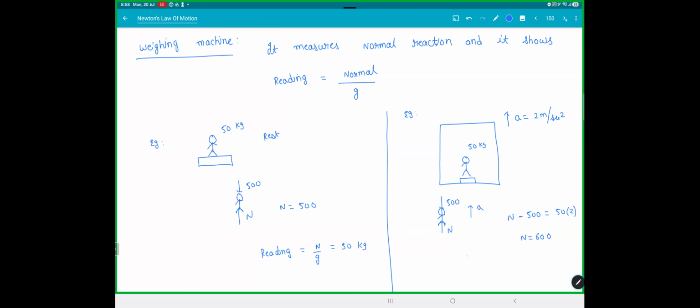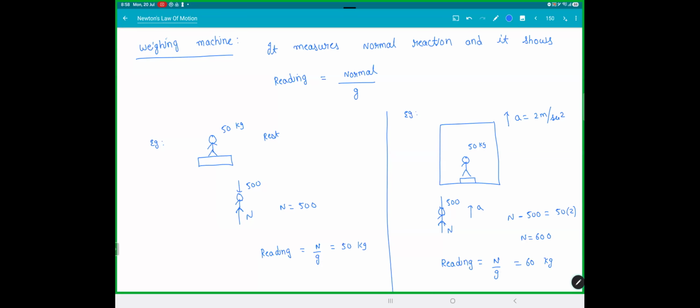Now the weighing machine really doesn't care. It will see the reading is 600 and it will say N by g. It will show 60 kg. Are you getting the difference? So the weighing machine does not measure your mass. It does not know what you are. So it will simply measure N and it will finish it off.